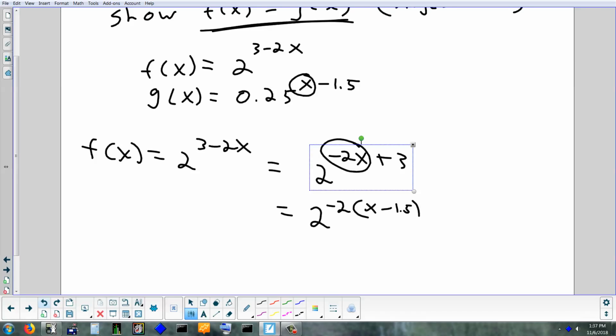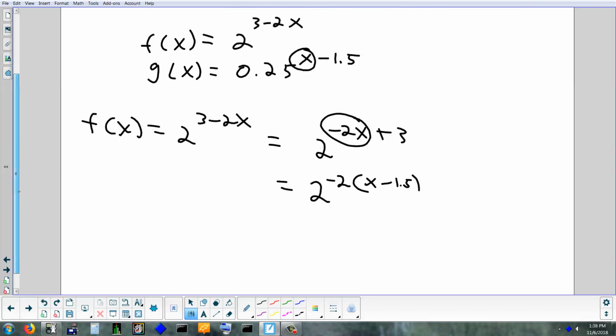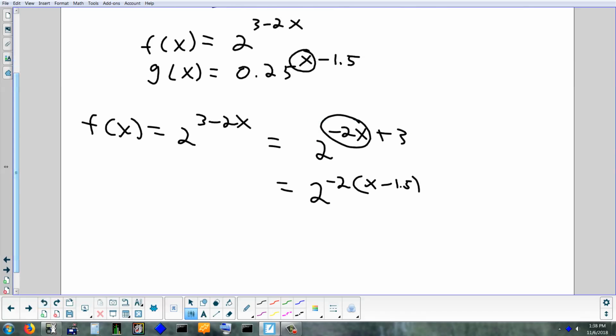So when I factored out the -2, I got lucky. That exponent came out pretty similar to the other one. But they're not quite the same. They're almost the same. How do you get 0.25 from what we have?